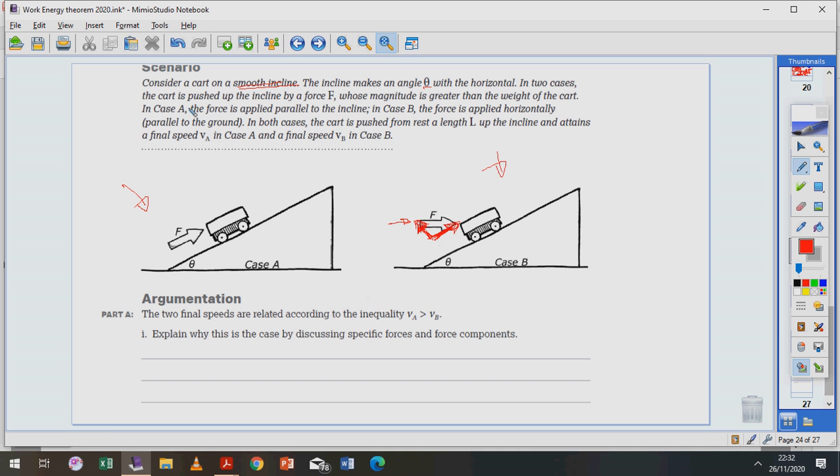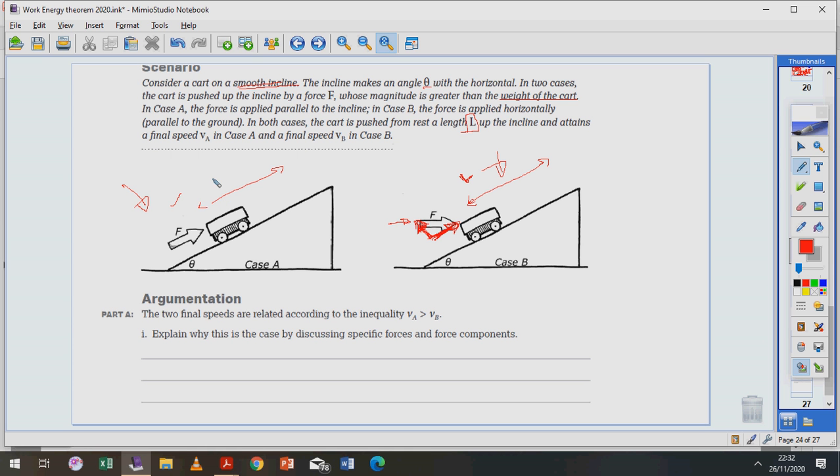In the two cases, the cart is pushed up the incline by a force F whose magnitude is greater than the weight of the cart. Good. This is going to be important, and I'm going to show you at what point it becomes important. In case A, the force is applied parallel to the incline, just as you see, and in case B, the force is applied horizontally, so there are components. In both cases, the cart is pushed up a length L, so the same length is traveled, using the force in different ways.